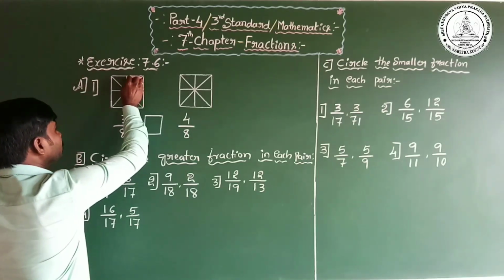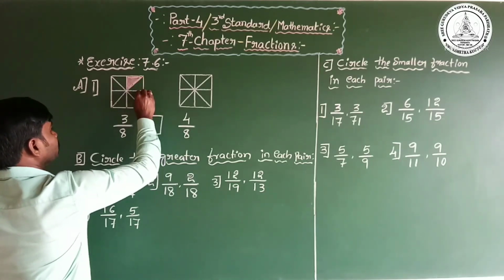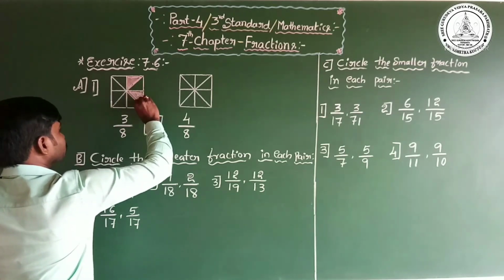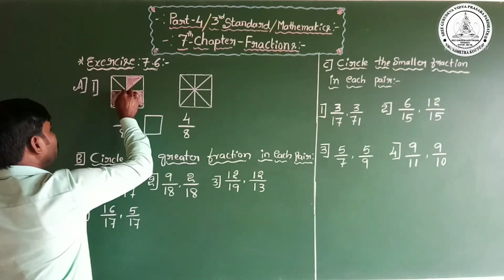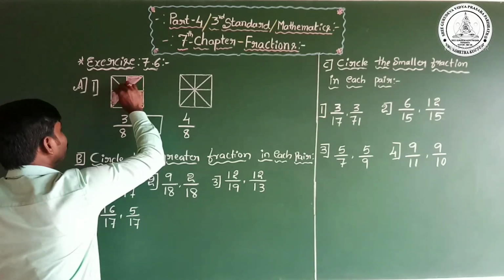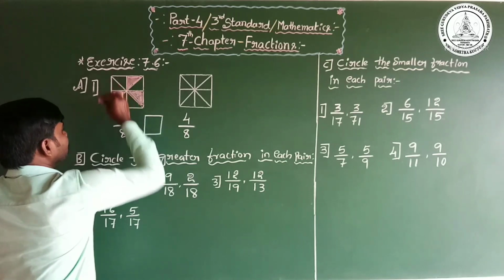This is one part. The next, the second part. Then you shade another part, that is the third part. Because why? The given fraction is 3 by 8. Yes, dear student? Clear?